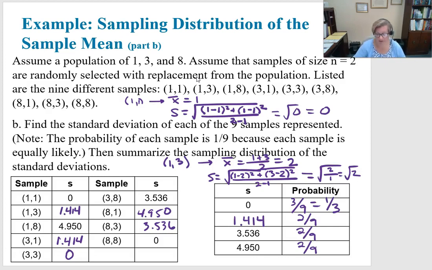So yes, it's a lot of work, but it will pay off in the end, I promise. The good news is the math itself is not hard, it's just tedious. It's very repetitive, and you're going to do the same thing over and over again. All right, so if I'm trying to find the mean of these standard deviations, I need to use these probabilities because it's going to be weighted, right? Because some of them have happened more often than others.